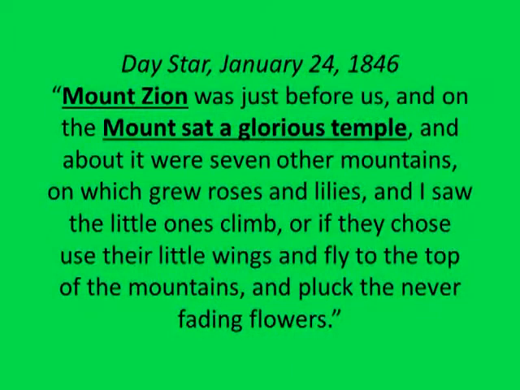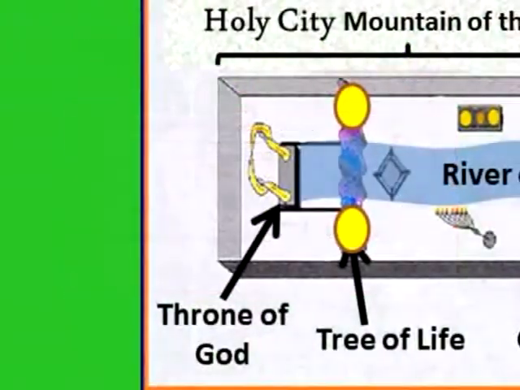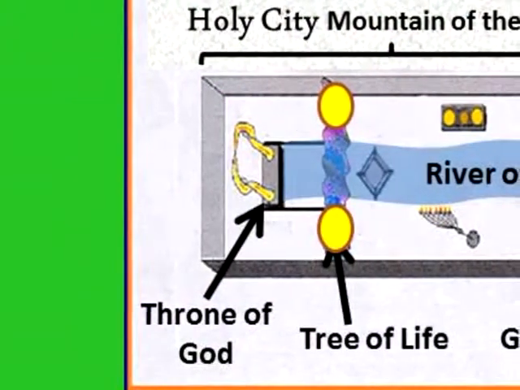"Mount Zion was just before us, and on Mount Zion sat a glorious temple, and about it were seven other mountains, on which grew roses and lilies. And I saw the little ones climb, or if they chose, use their little wings and fly to the top of the mountains and pluck the never-fading flowers." So here you have a mountain surrounded by seven other mountains. We also know that this is the throne of God.